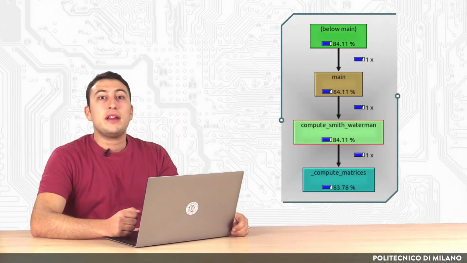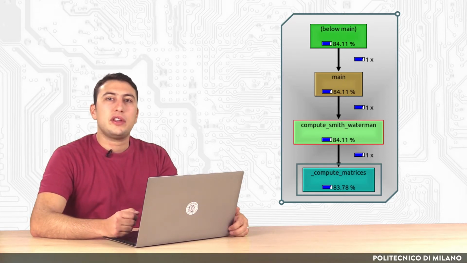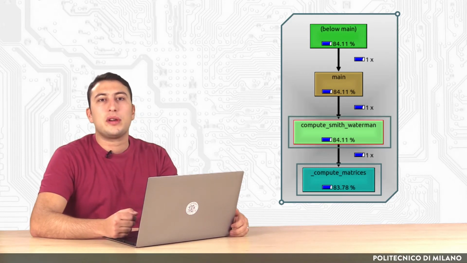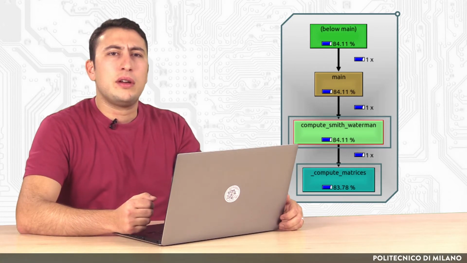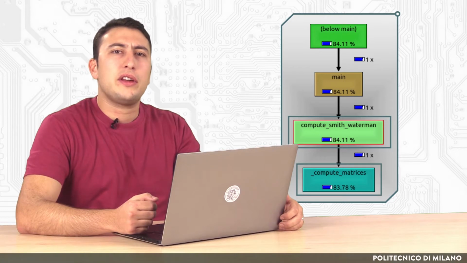This one was easy. It is the compute matrices function. It takes, in fact, 83.78% of the total time of the program. Consider that compute matrices takes almost the same percentage of time of its caller, compute_SmithWaterman. Wait a second, there is something strange here. Where is the function performing the second step of the Smith-Waterman algorithm?